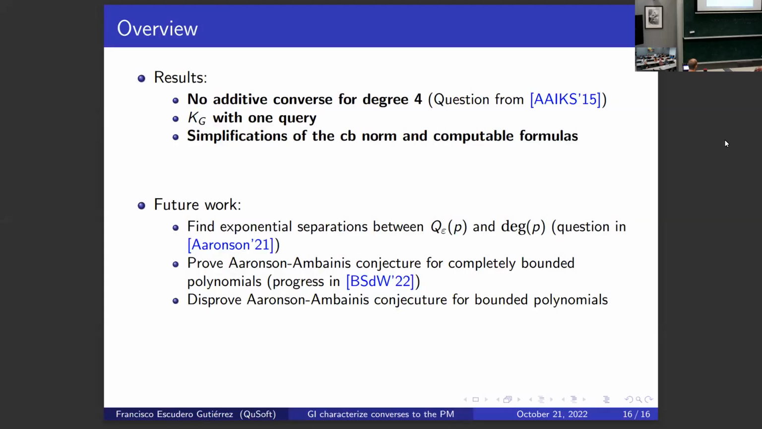And as we know that the outputs of quantum query algorithms are not only bounded, but also completely bounded, and the original version of the Aaronson-Ambainis conjecture was formulated in terms of bounded polynomials, maybe the original version of the Aaronson-Ambainis conjecture is not true, because the only motivation that we had to believe it is that we have a quantum motivation for it. So maybe what we can also try to do is to disprove the Aaronson-Ambainis conjecture for bounded polynomials just by taking a family of polynomials that is bounded but not completely bounded, because that family of polynomials does not come out of a quantum query algorithm, so it might not have to satisfy the Aaronson-Ambainis conjecture. So that is all I wanted to say.